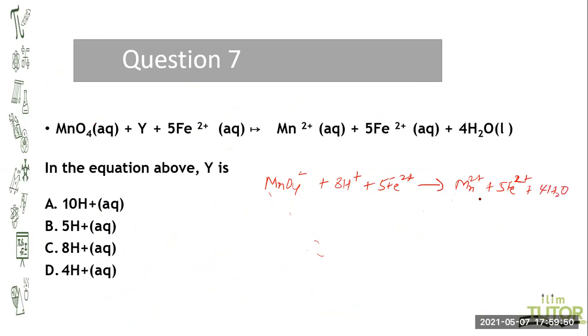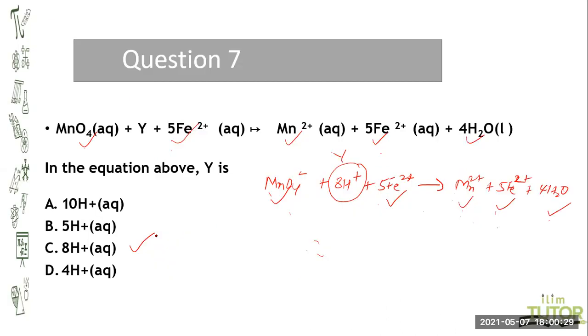So when you have this kind of question, you must know how to balance. So I can now identify what Y is easily. This is the only thing that is not there. MnO4-, MnO4-. 5Fe, 5Fe. Mn2+, Mn2+. 5Fe3+, 5Fe3+. 4H2O, 4H2O. So definitely this is representing Y. So it corresponds. So C will be our answer here.